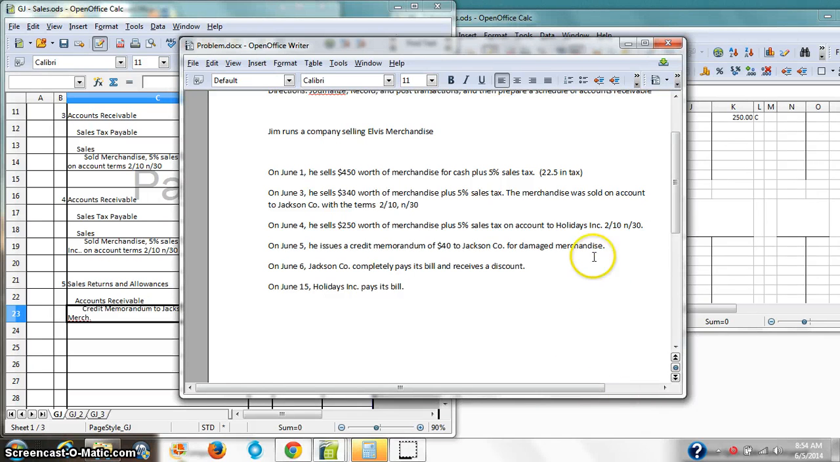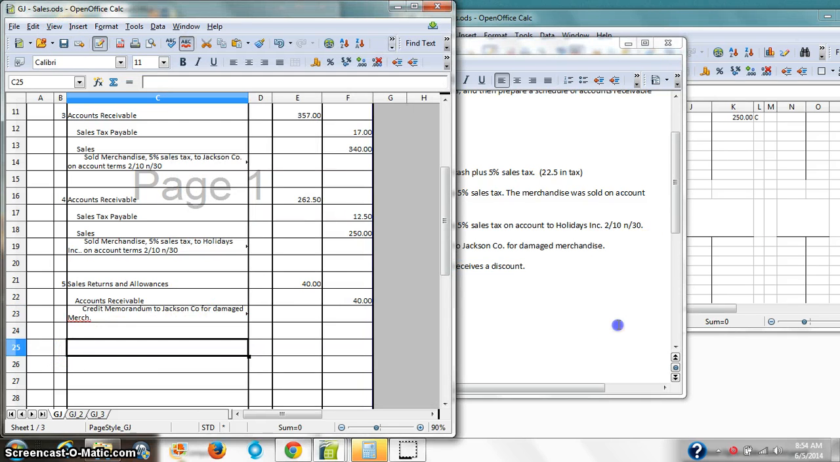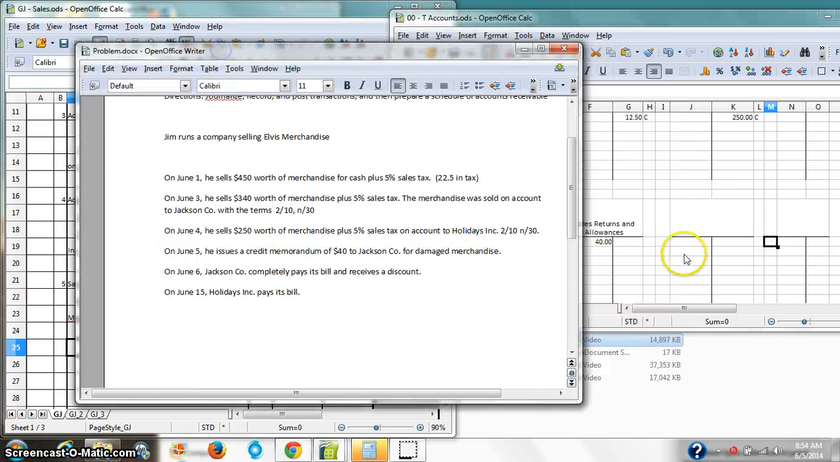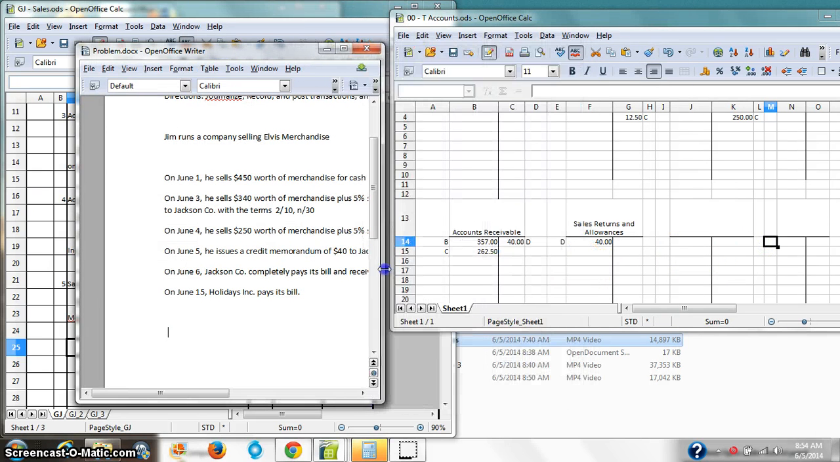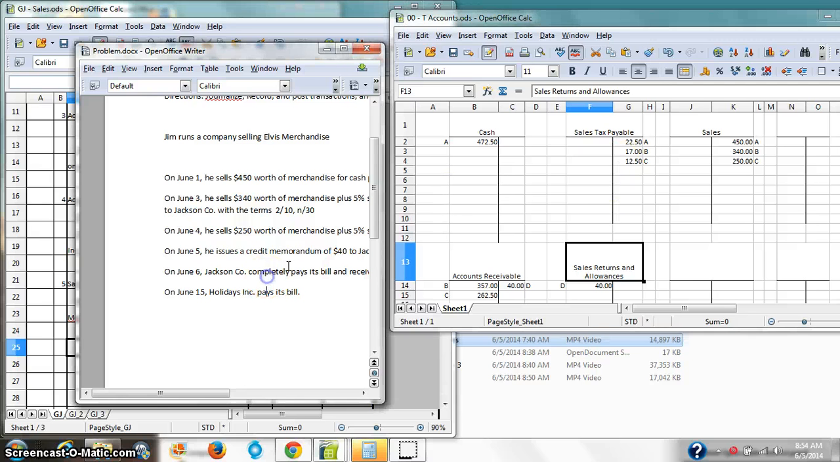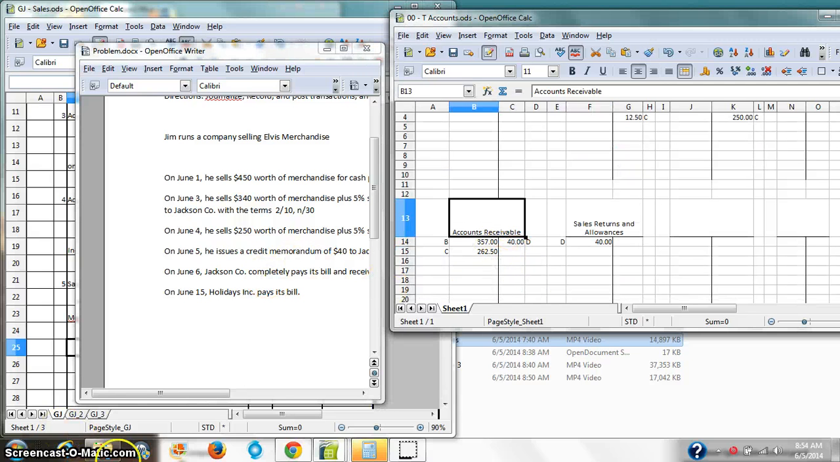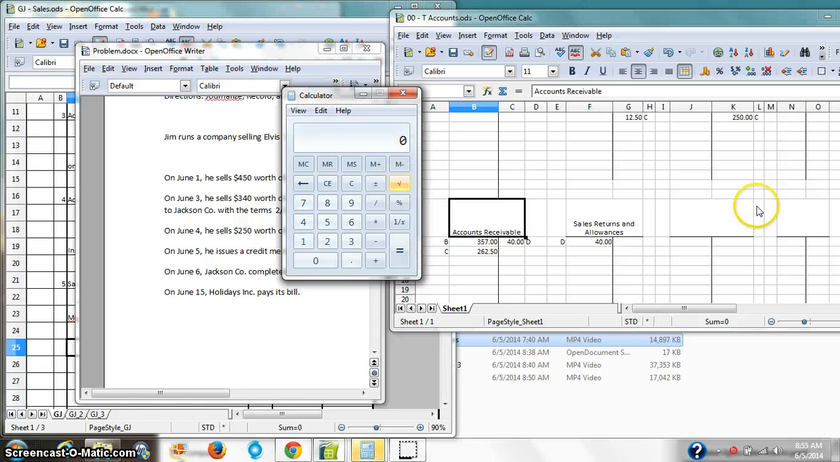Alright, so we've done a credit memo here for Jackson Company, and now we need to continue on. On June 6th, Jackson Company completely pays its bill and receives a discount. So let's first do the T accounts here for Jackson Company. First of all, how much does Jackson Company owe? I can calculate this in just a minute here. How much does Jackson Company owe?